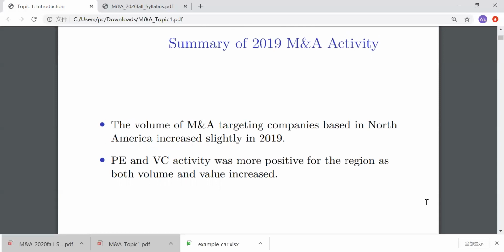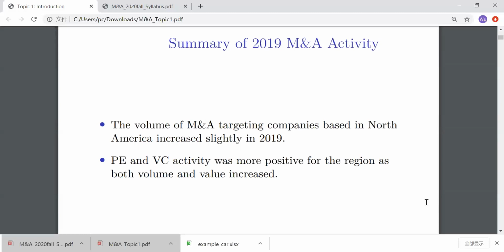First, we're gonna talk about the M&A trend recently. We're gonna first talk about a summary of the 2019 M&A activity. Basically, the volume of M&A targeting companies based in North America. We're gonna focus on North American M&A because if we talk about global merger acquisition, that's gonna be a long story. For now, we're gonna just focus on merger acquisition that happens in North America, especially in the US, because that's a typical market that we wanna start from, because that has the features of the most modern way to think about M&A.